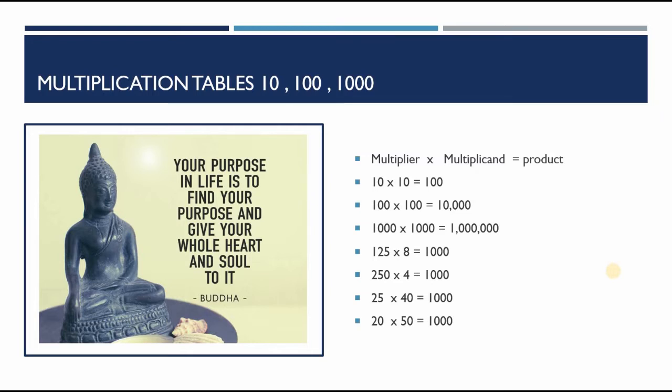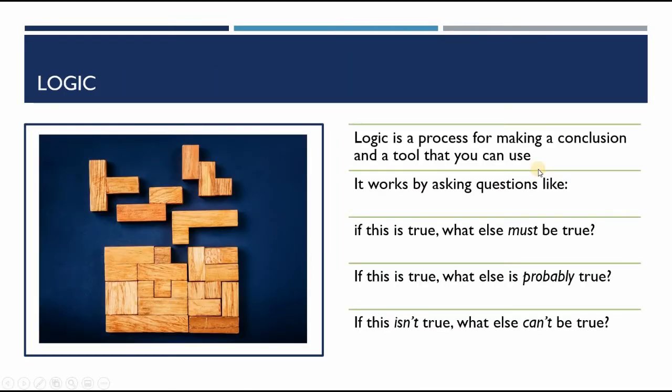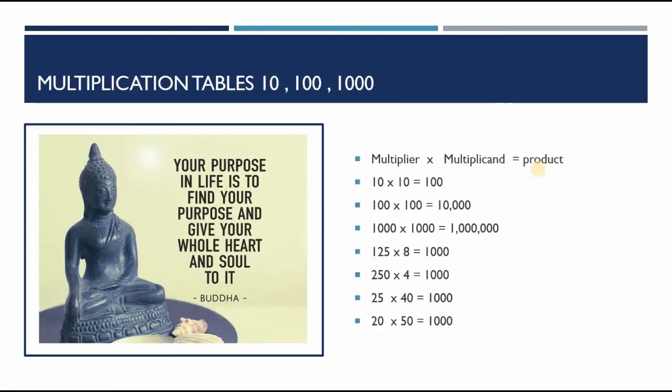125 multiply 8 is equal to 1,000. 250 multiply 4 is equal to 1,000. 25 multiply 40 is equal to 1,000. And 20 multiply 50 is equal to 1,000. If you memorize this multiplication table, it will help you sometimes.